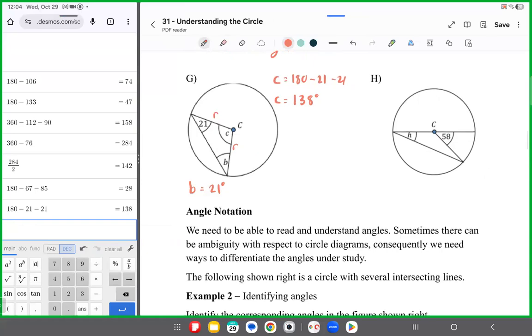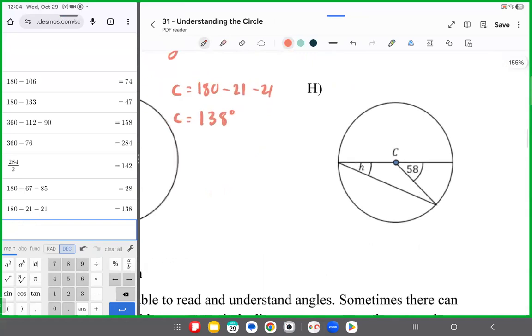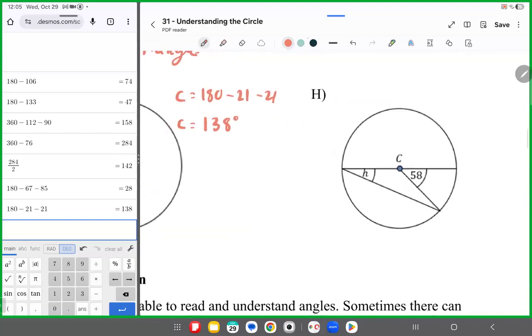Okay, lastly, but not leastly of the angle examples, we have letter H here. And so we formed another line inside this triangle. So we now have a diameter and a radius, as well as an unknown term. We don't know what to call that yet, but we're going to learn shortly. So how do we solve this?